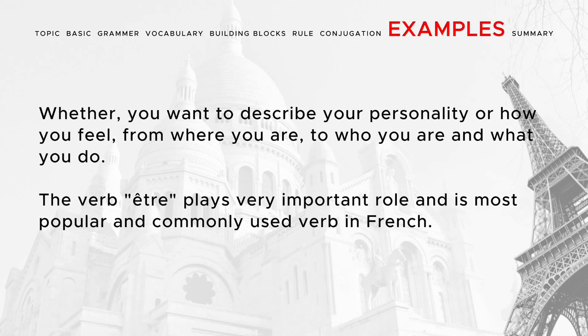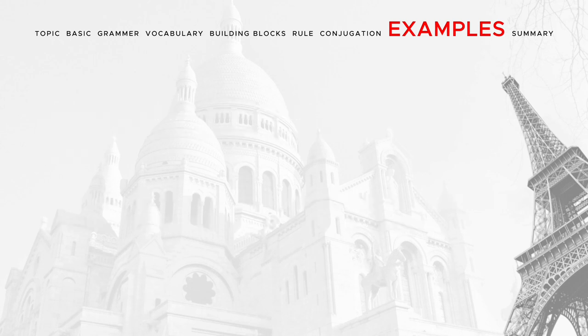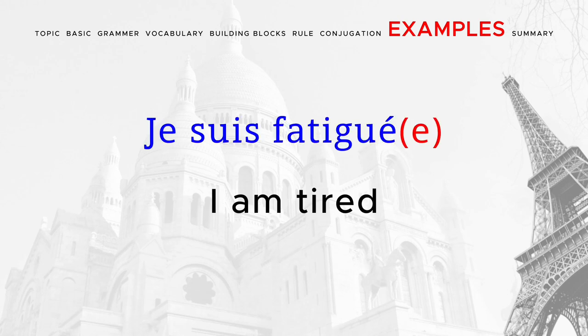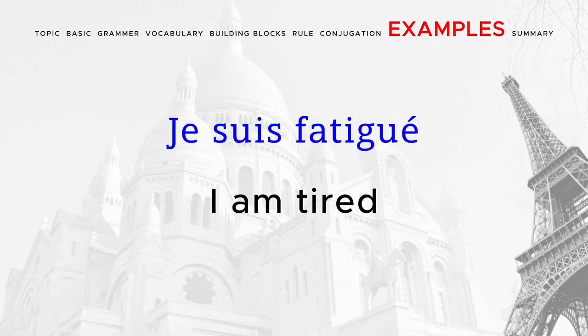Whether you want to describe your personality or how you feel, from where you are, to who you are and what you do, the verb être plays a very important role and is the most popular and commonly used verb in French. Let's try it with some examples. So, how do you say, I am tired? Je suis fatigué. As our trainer is female, she has to add an extra e at the end of the adjective. Else, for me, it will be just je suis fatigué, but without the extra e.